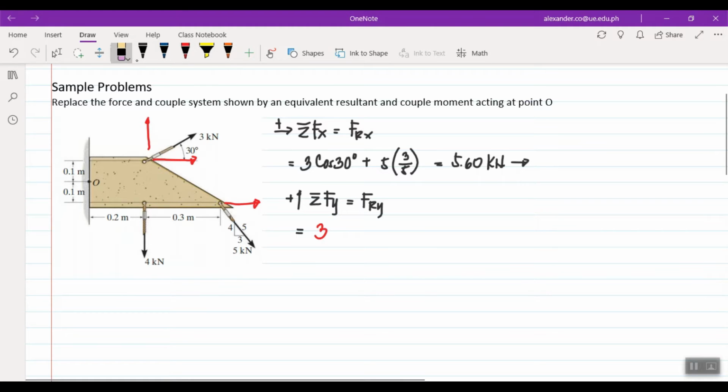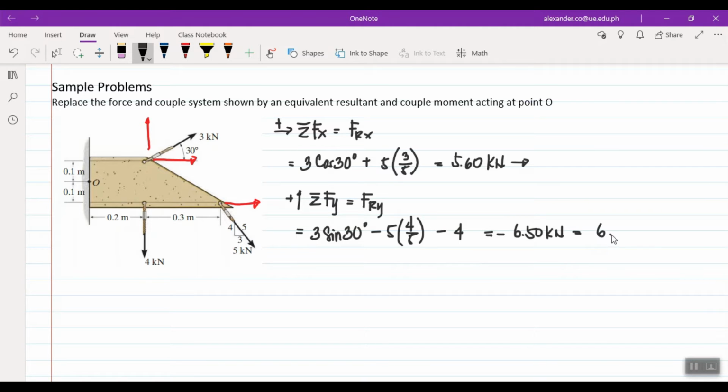3 sine 30 degrees positive. This one will be negative because it's going down. Negative 5, and the slope is 4 over 5. Also this one, minus 4. So what is the answer? Just a moment. The answer is negative 6.5 kilonewton, or it's 6.5 kilonewton going down. Okay?